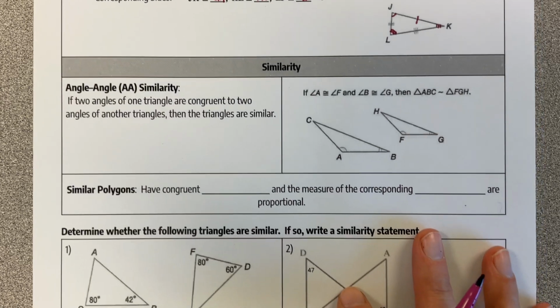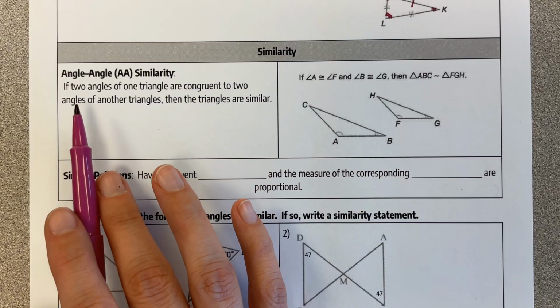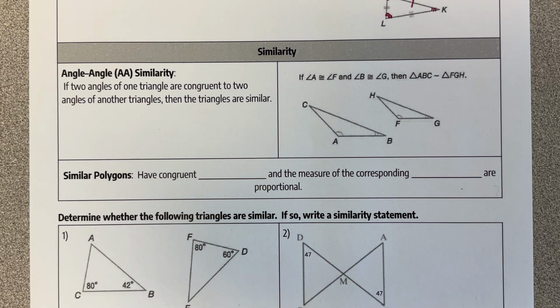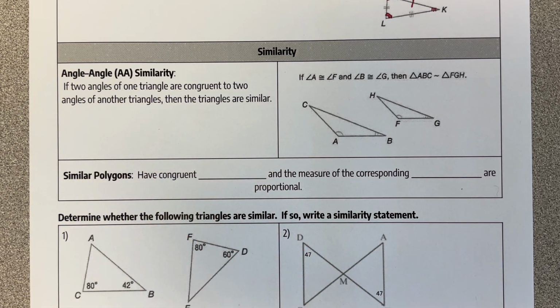Versus similarity, which we already talked about in a previous unit, angle, angle, angle, which really is just angle, angle, because if 2 of the angles are congruent, the third is also going to be congruent based on the triangle sum theorem, that the angles add up to 180. So if 2 angles of a triangle are congruent to 2 angles of another triangle, then the triangles are similar.